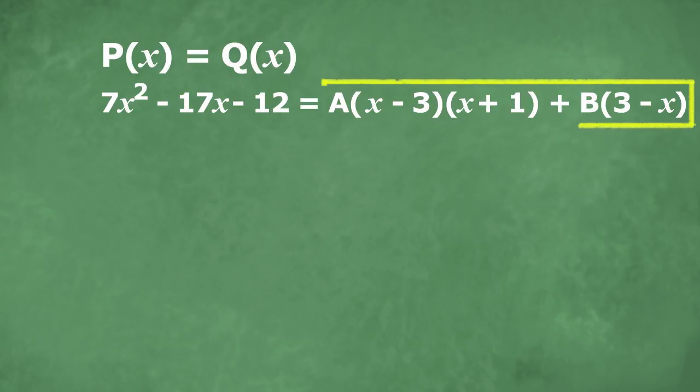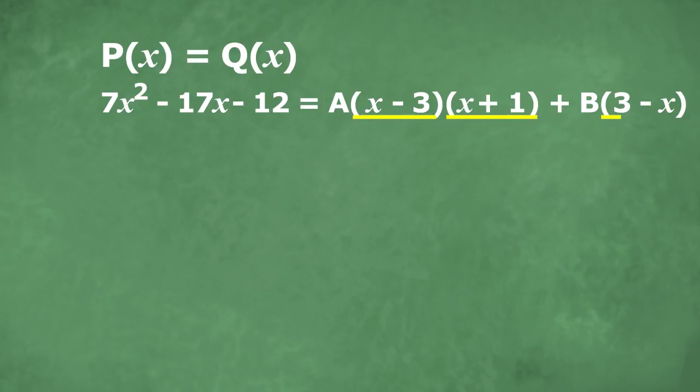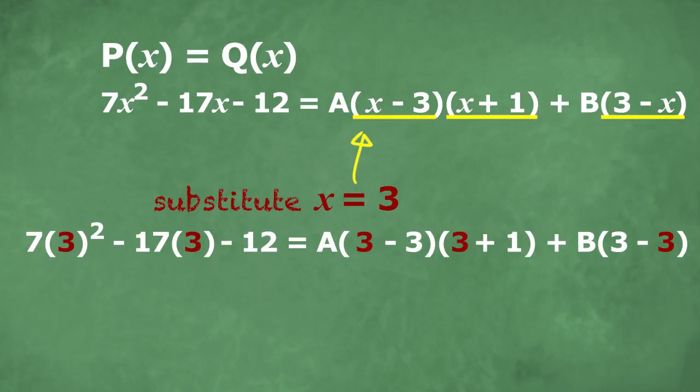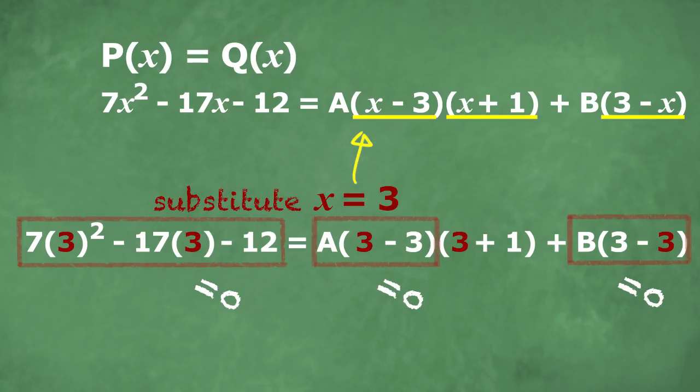Look at q of x in particular. The factorized terms x minus 3, x plus 1, and 3 minus x tell us that we can try x equals 3 or x equals negative 1 for the substitution. Let's first try x equals 3. What do you notice? P of 3 and Q of 3 are both 0, so we cannot find the values of a or b.